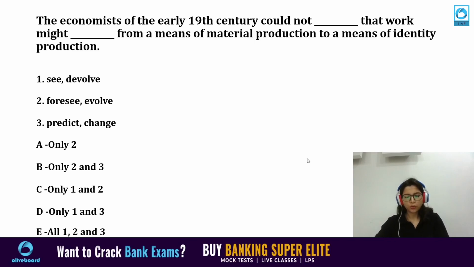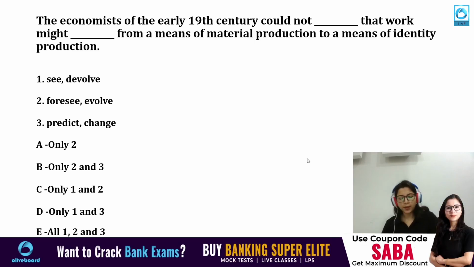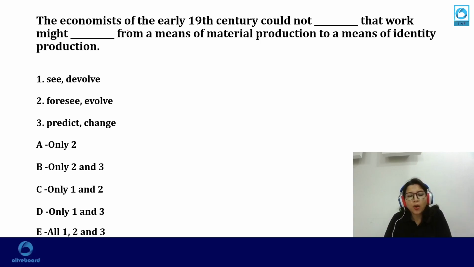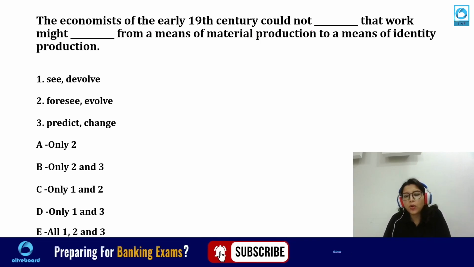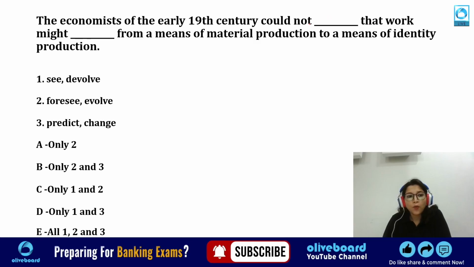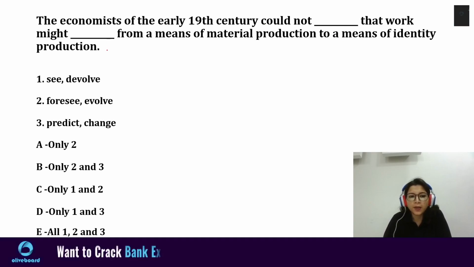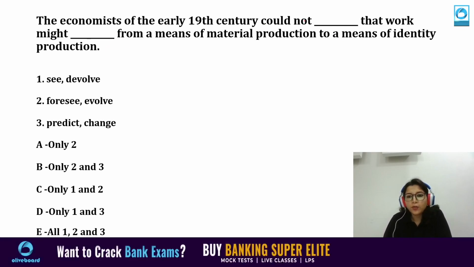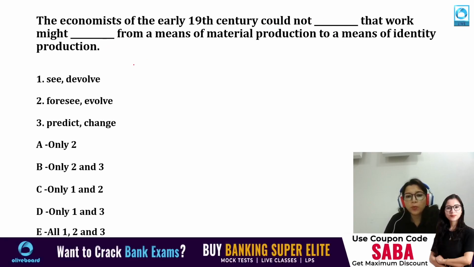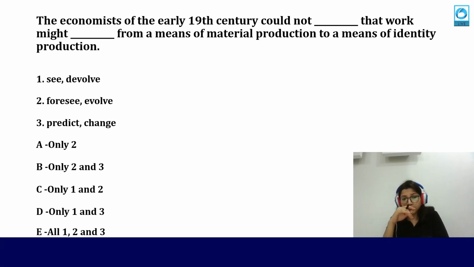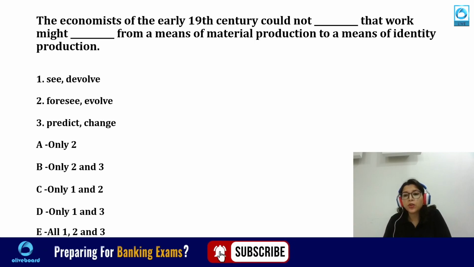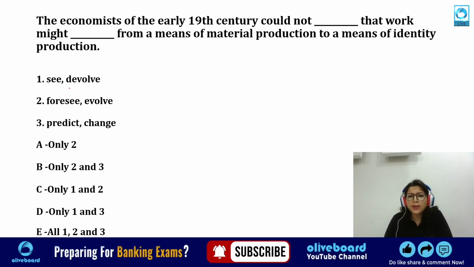So guys, please take this last question from here. Okay, cut that previous part. Now see this question. The economists of the early 19th century could not dash that. Okay, work might dash from a means of material production to a means of identity production. Now you have to see कि यहाँ पर कौन सा word होगा जो दोनों, कौन सा pair होगा which will fit into both the blanks. Okay. The economists of the early 19th century could not dash that. Could not see that. C is the correct option of 4C.